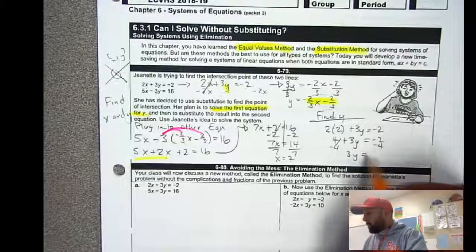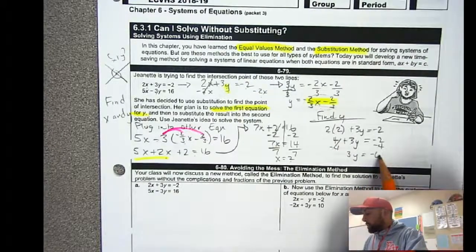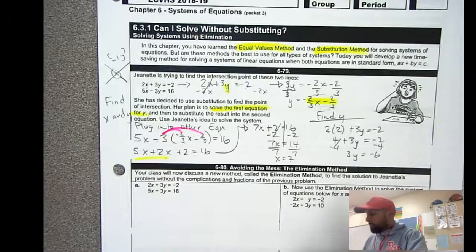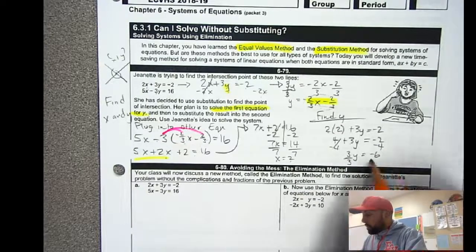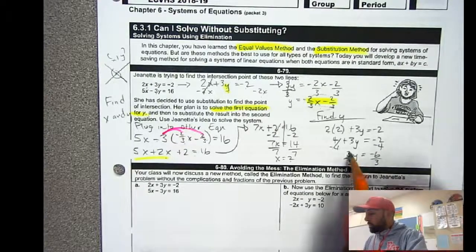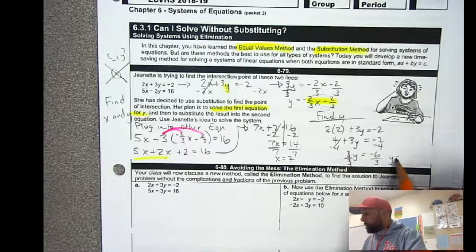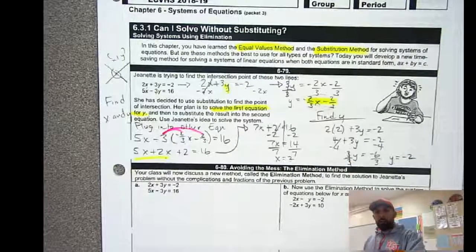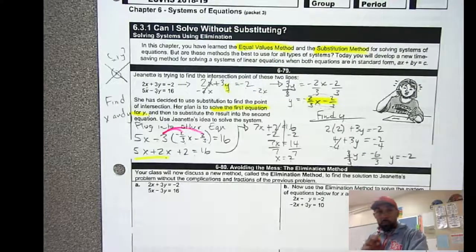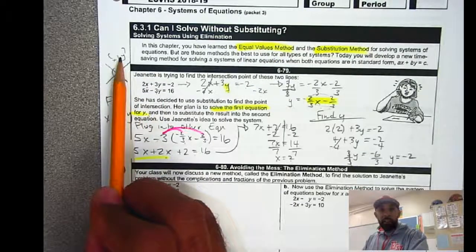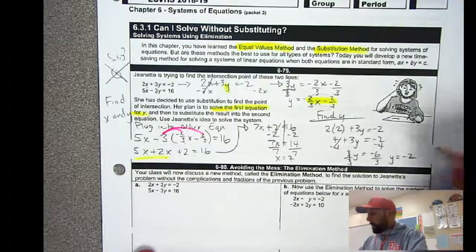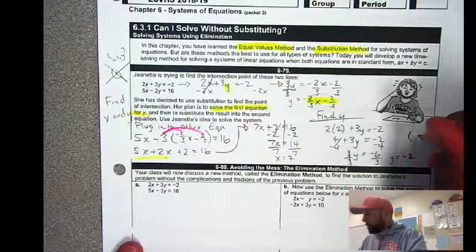So we get 3y equals negative 6. Negative 2 minus 4. And the last step is divide by 3. Okay, so then we get y equals minus 2. All right, now here's the thing. Remember that the point that you find is the point where the two lines intersect. It's a coordinate. So when you write your answer, you need to write it as a coordinate.